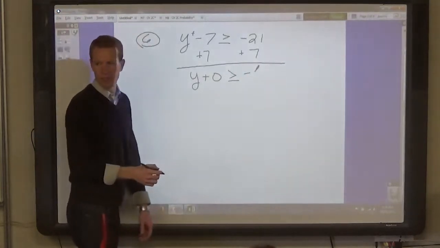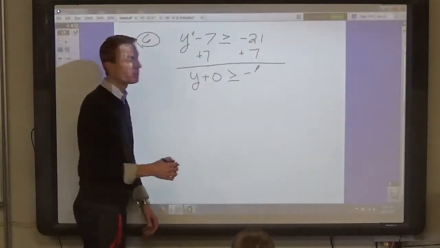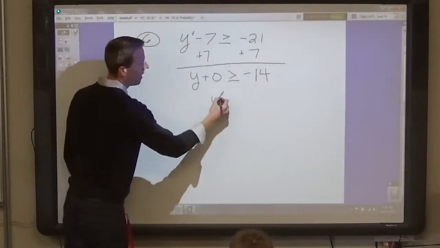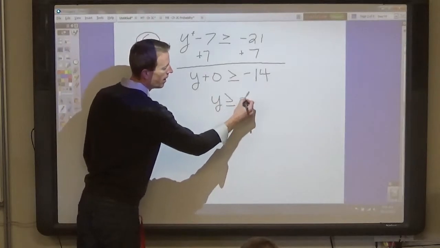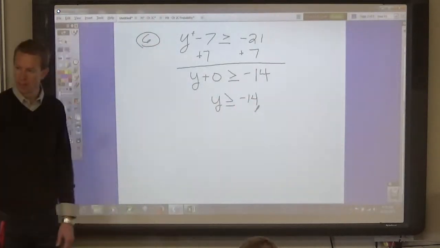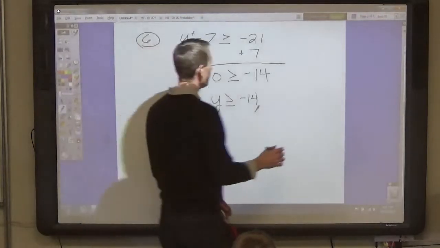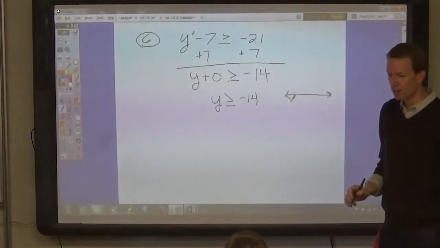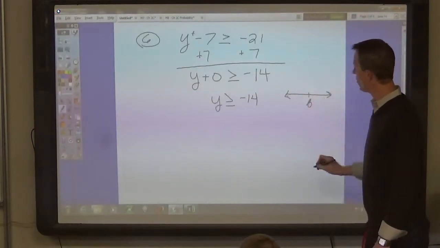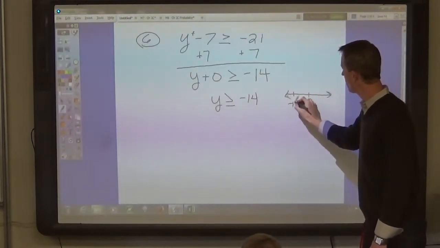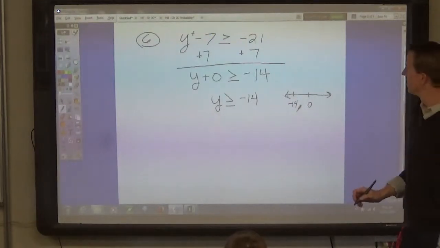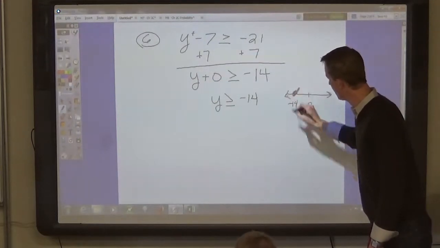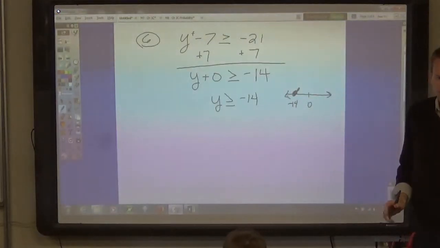Not 14. -21. It's -14. Yep. So y is greater than or equal to -14, right? So then graph this. And on your sheet, the graph will be to the side of it. Mark 0. Mark -14. What kind of dot should we use, Johnny? Closed dot. Good.